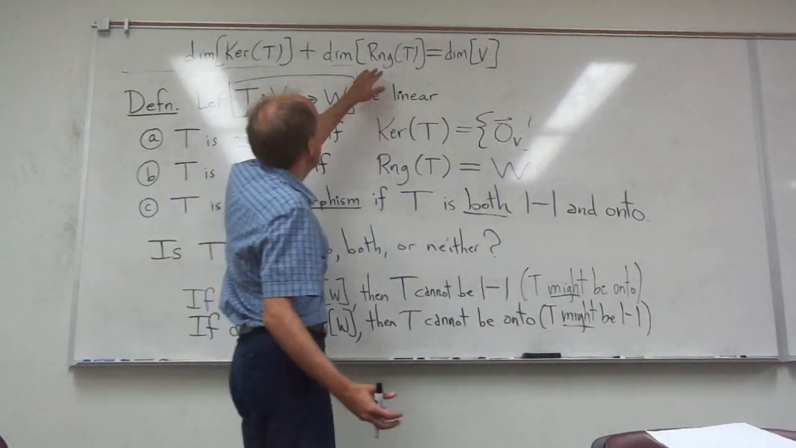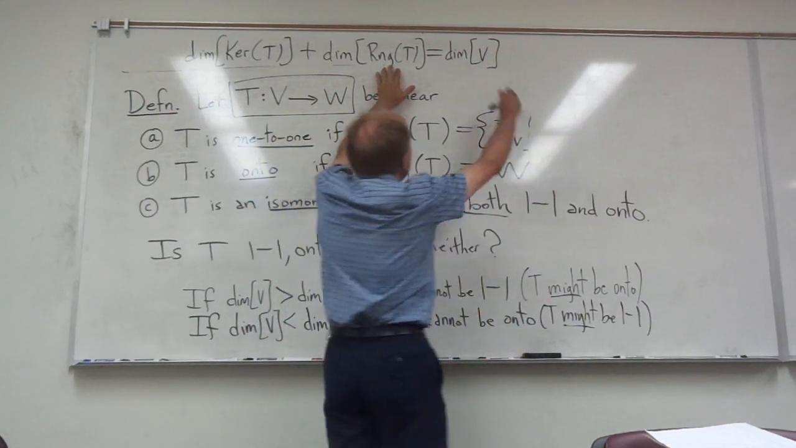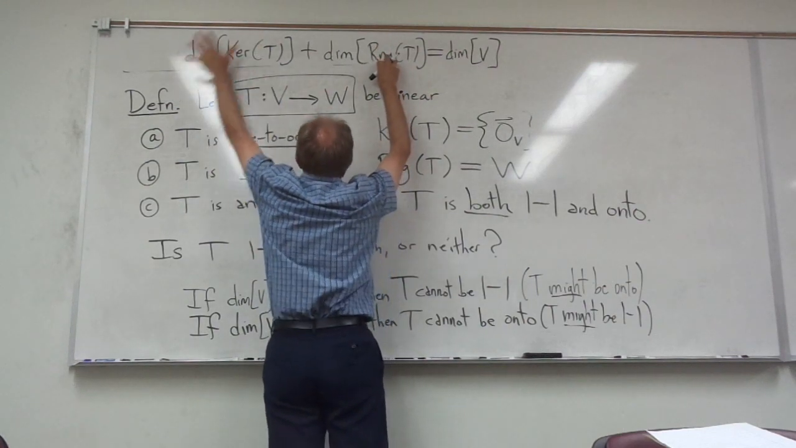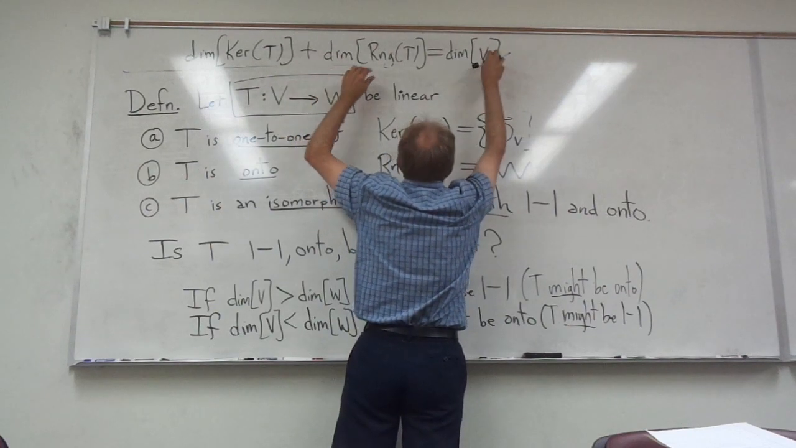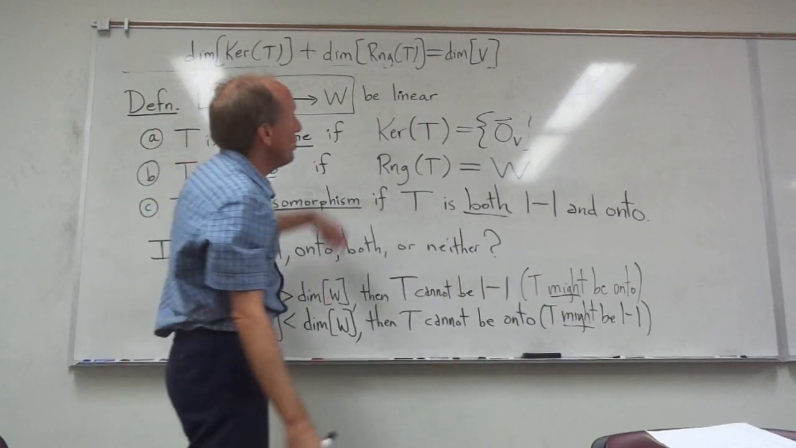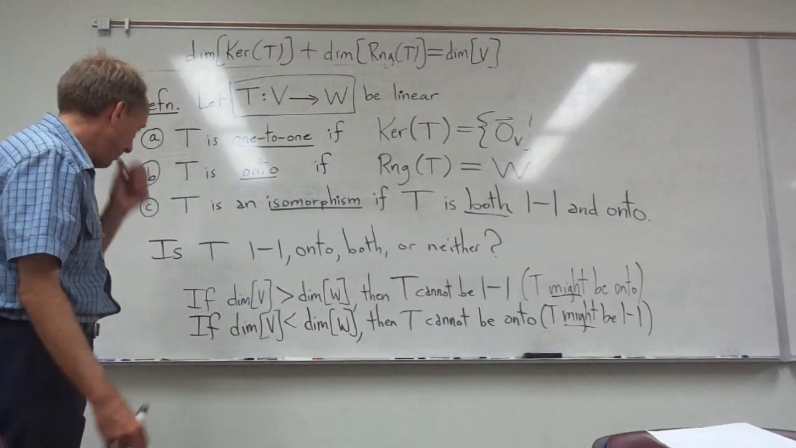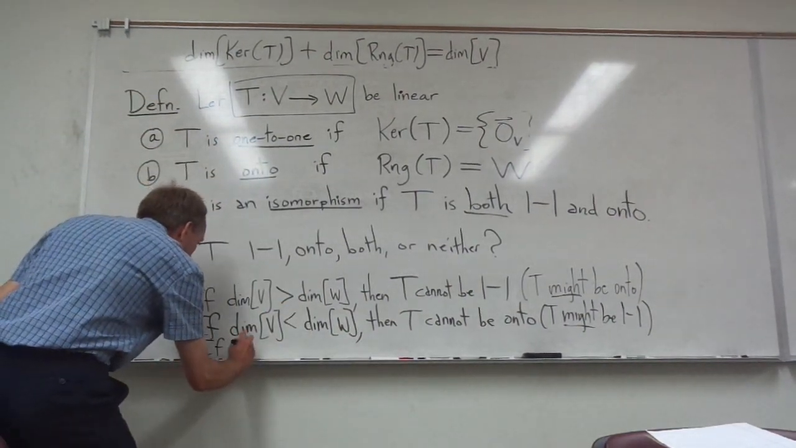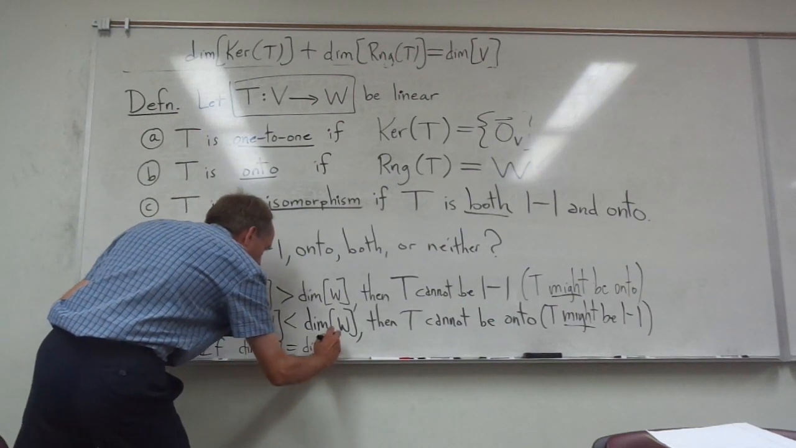Onto would mean that the range was equal to W. But how could V be smaller than W if you're taking W and adding something to it before you get to V? That would be the situation where V is bigger than W. So if V is smaller than W, you can't expect this thing to be onto. T cannot be onto.